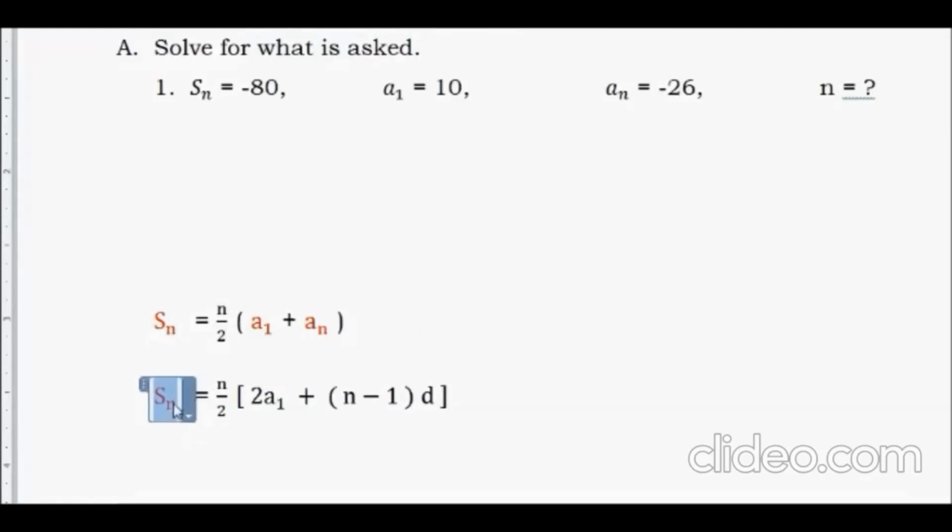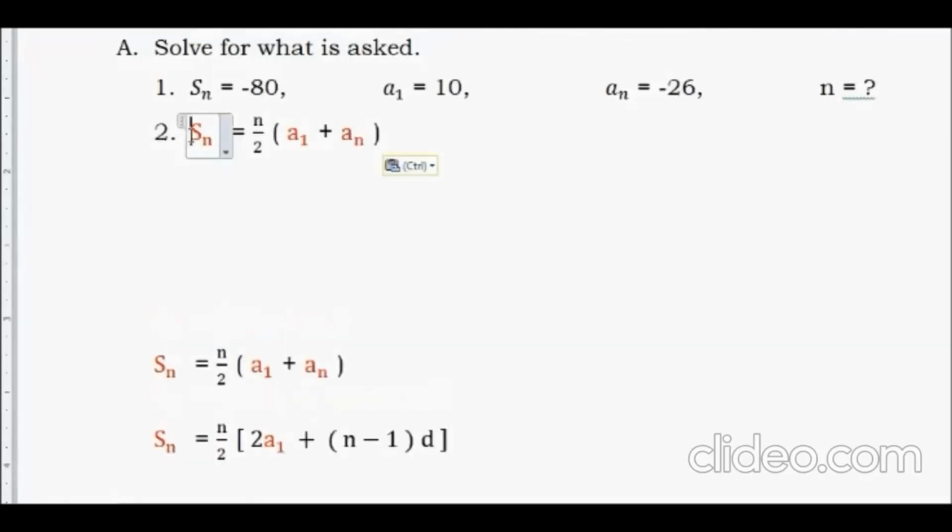Sa second formula, S sub n given, n is not given, A sub 1 given, n again is not given, and D is also not given. So in this case, we have two unknowns in the second formula, n kag D. So kay isa lang siya ka formula, we can more than one ka quantities ang ginapasolve, then we will not be using this formula. So we can use this first formula, S sub n equals n over 2 times A sub 1 plus A sub n.